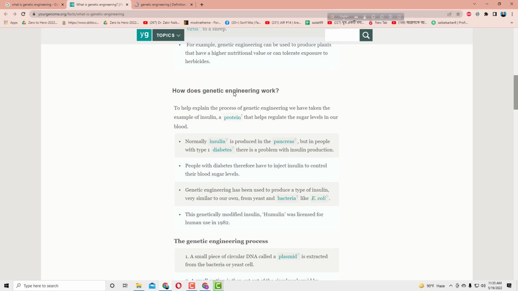How does genetic engineering work? To help explain the process of genetic engineering, we have taken the example of insulin. Insulin is a protein that helps regulate the sugar level in your body. Normally, insulin is produced in the pancreas, but in people with type 1 diabetes, there is a problem with insulin production. People with diabetes therefore have to inject insulin to control their blood sugar level.